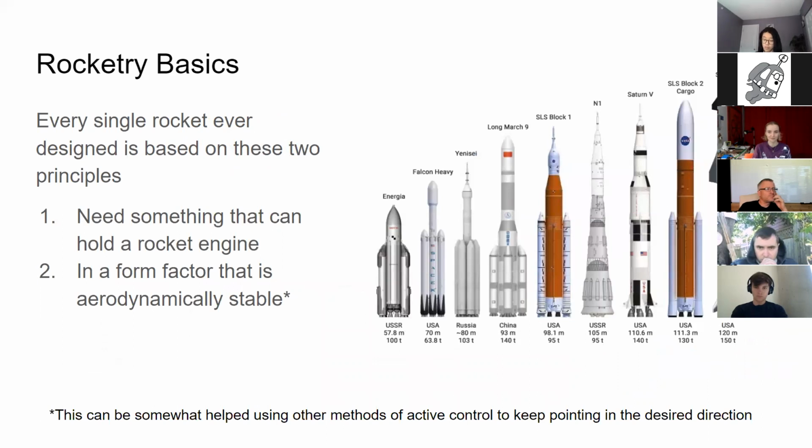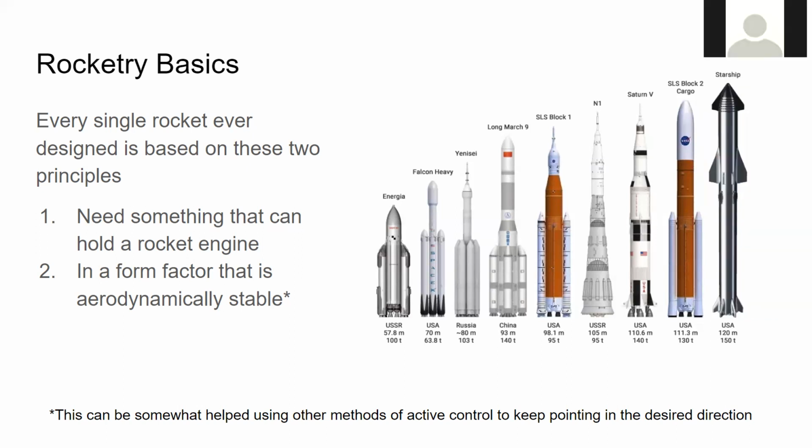And that's it. Those are the two rocketry basics that you need to know in order to basically design anything. And literally every single rocket ever designed is simply based on these two principles. You need something that can hold a rocket engine and in a form that is aerodynamically stable. From small rockets to the largest rockets like Starship, if any of you are following what they're doing down in Texas, as long as you have those two principles, you have a rocket that can be quite effective.